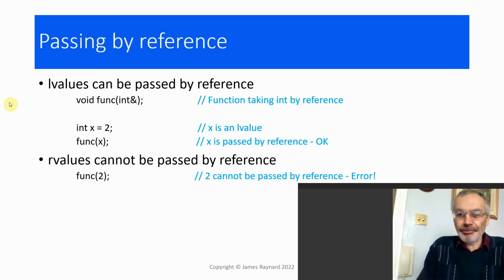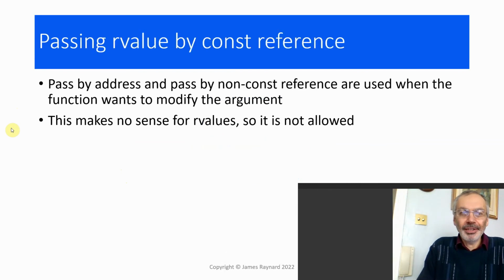And passing by reference, this is really another way of taking the address. So again, we have the same rule. We can pass Lvalues by reference. That's a non-const reference, by the way. But we cannot pass rvalues by non-const reference. So there is some logic to this. If we're passing by address or by non-const reference, that usually means we want to modify the argument. And modifying an rvalue doesn't really make much sense. So that's why it's not allowed.